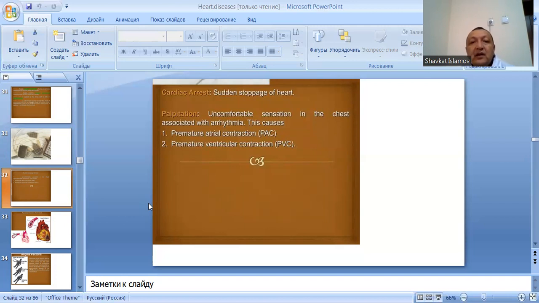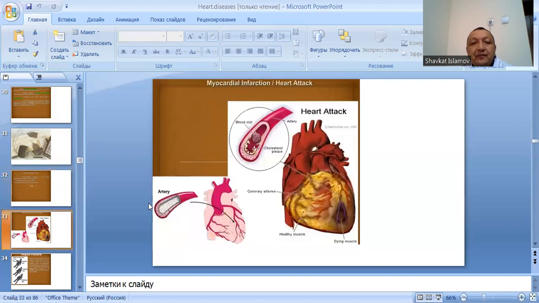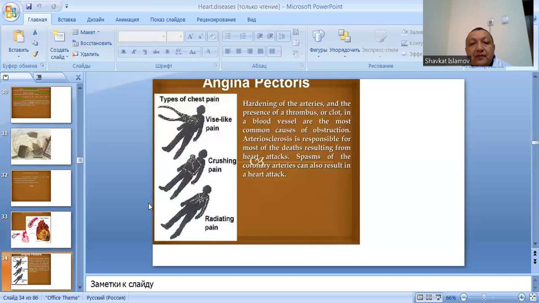Cardiac arrest, sudden stoppage of the heart. Palpitation, a fluttering sensation in the chest caused by arrhythmia. You see a picture. Narrowing of the arteries and the presence of thrombus or blood clots in blood vessels are the most common causes of obstruction.